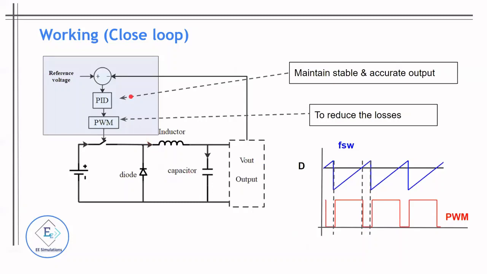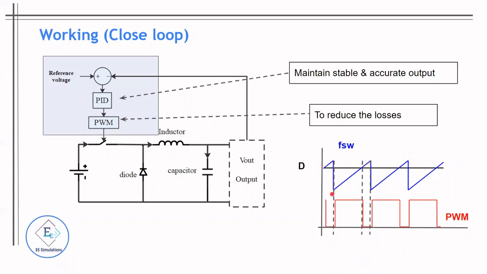For closed loop, we will take the feedback from the output and compare it with the reference voltage, and then feed it to the PID. The PID is used to maintain a stable and accurate output, whereas PWM is used to reduce the losses. After this control circuit, the output is fed to the switch. So that's how PWM works.